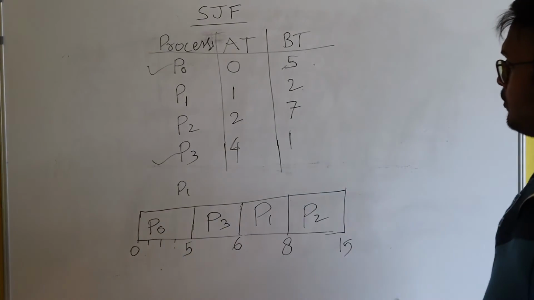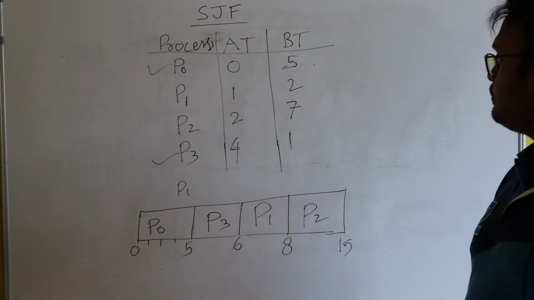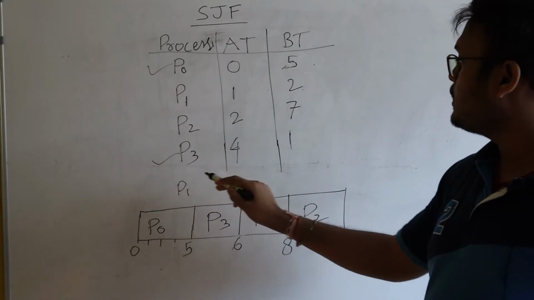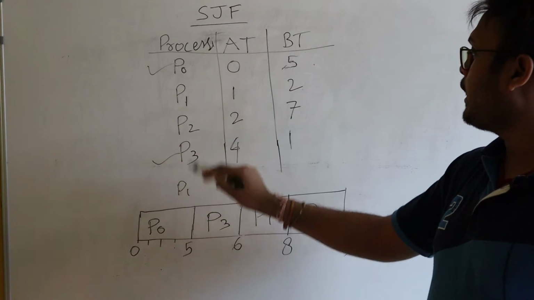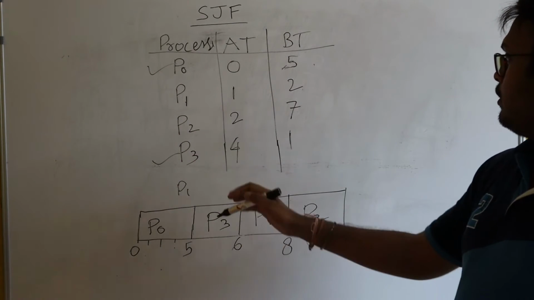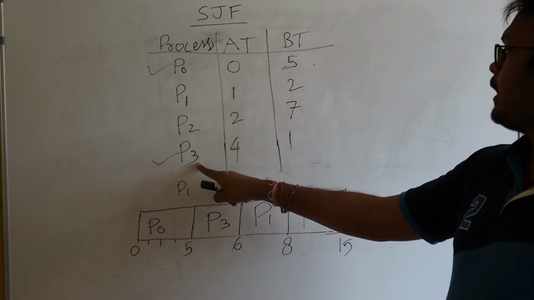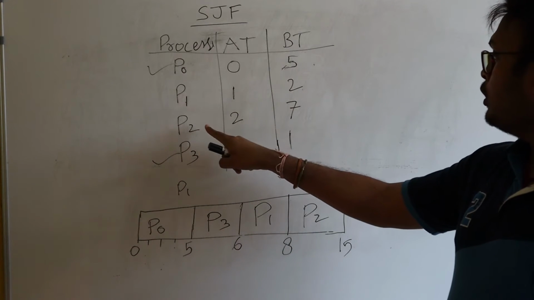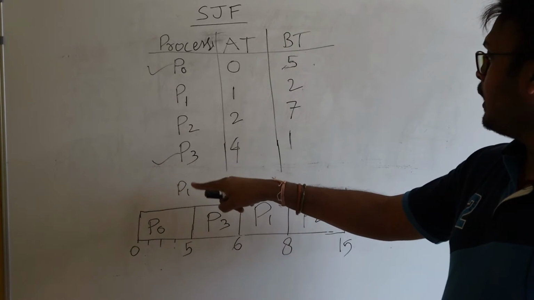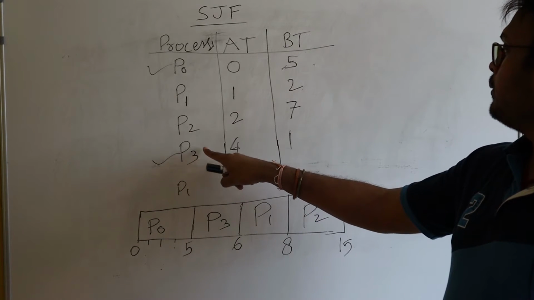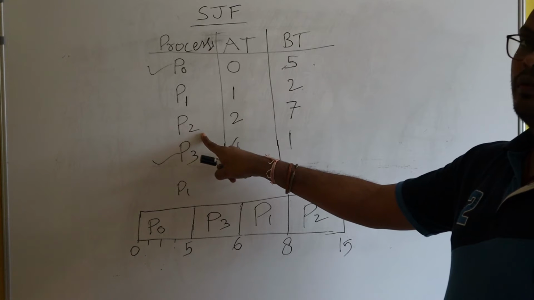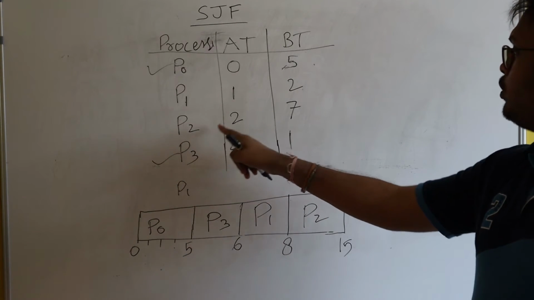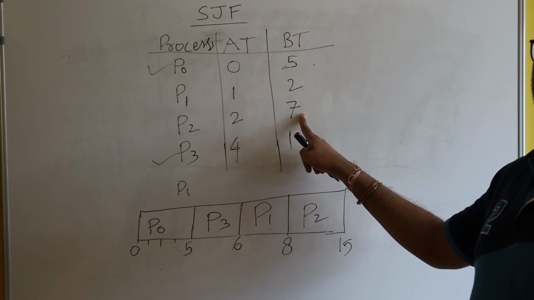So with the help of this Gantt chart, you just see by the time P0 finished, all the processes P1, P2, P3 arrived, but we selected P3. After that, we selected P1. After that, we selected P2. Although P2 came earlier than P3, P2 executed at the last. Why? Because P2 has the longer burst time.